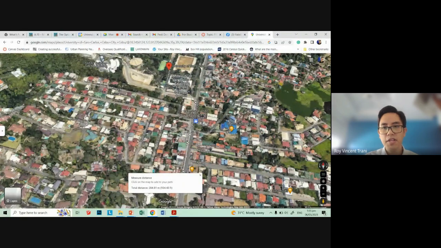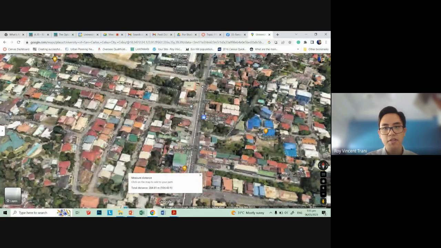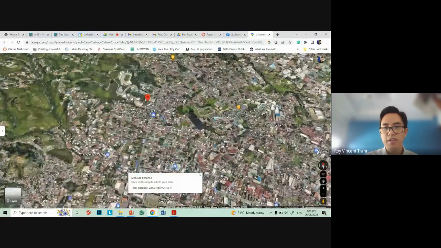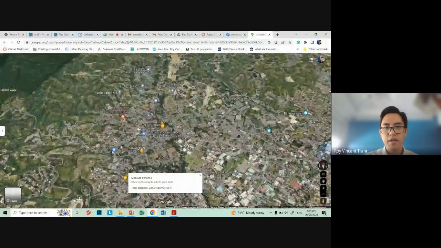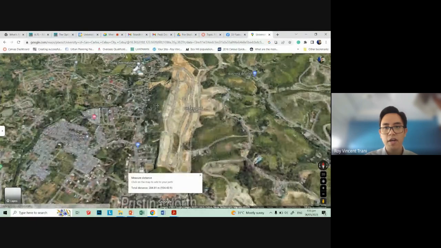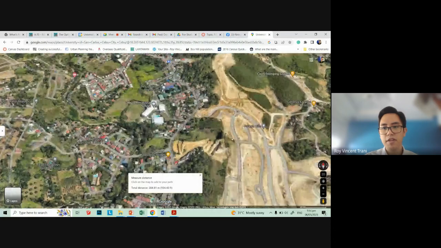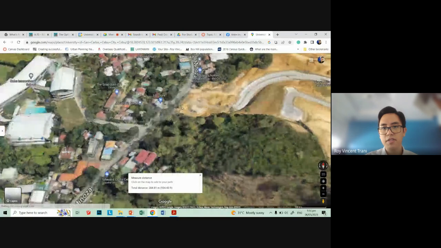I think historically Banilad Road existed before Doña Rita village, but in a case where, let's go further north, like here for Talamban Viejo. So we have a very small road here. I think the entrance should be somewhere here.